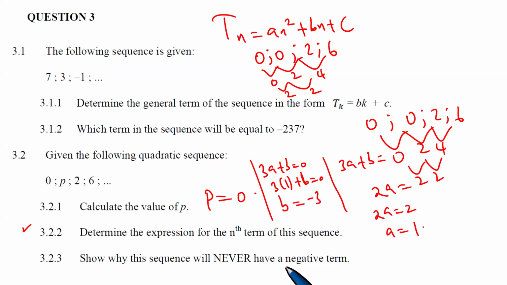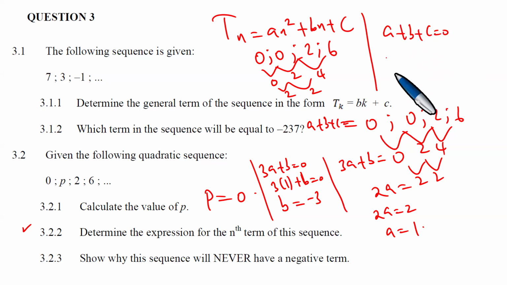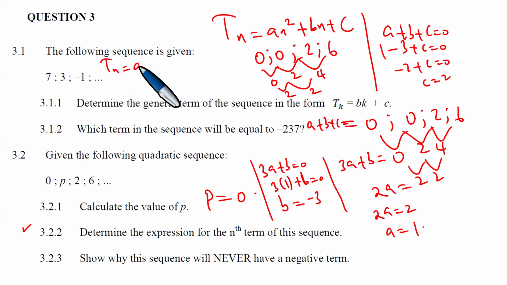So you'd have therefore that b equals minus 3. After having obtained b equals minus 3, how do we get the value of c? This one is a plus b plus c equals 0. If a is 1 and b is minus 3, then 1 minus 3 is minus 2, plus c equals 0, which means c equals 2. In the end, Tn is an squared plus bn plus c.